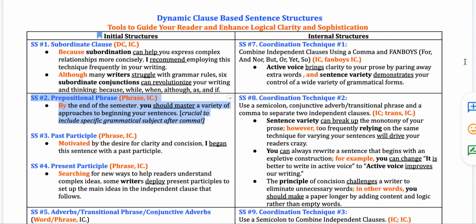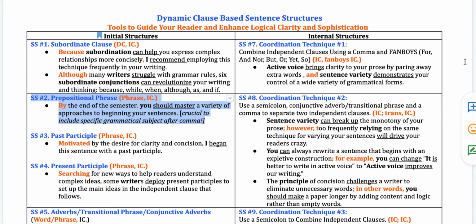Notice, as I'm talking about subordination and introductory prepositional phrases, I'm using the words of logic. Words like because and although and when and while. These words communicate logical concepts like causality, temporality, sequence. The same is true of prepositional phrases. They provide context and transitions that help your reader follow your thinking and understanding the moves you're making in your writing.